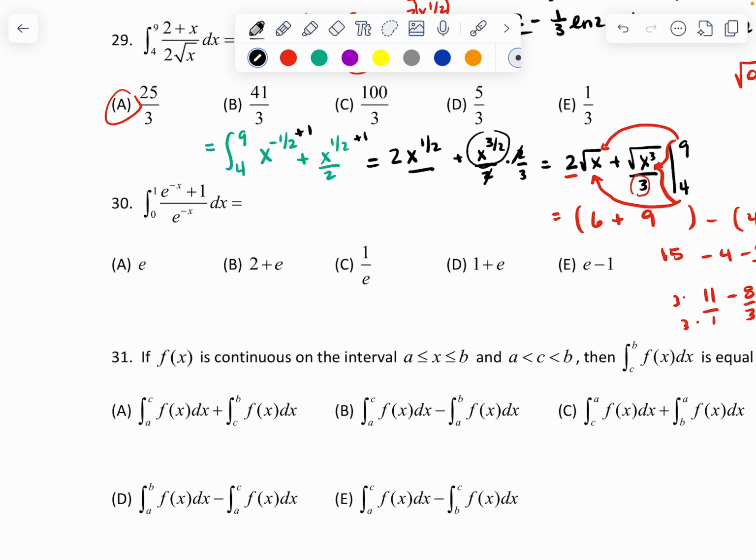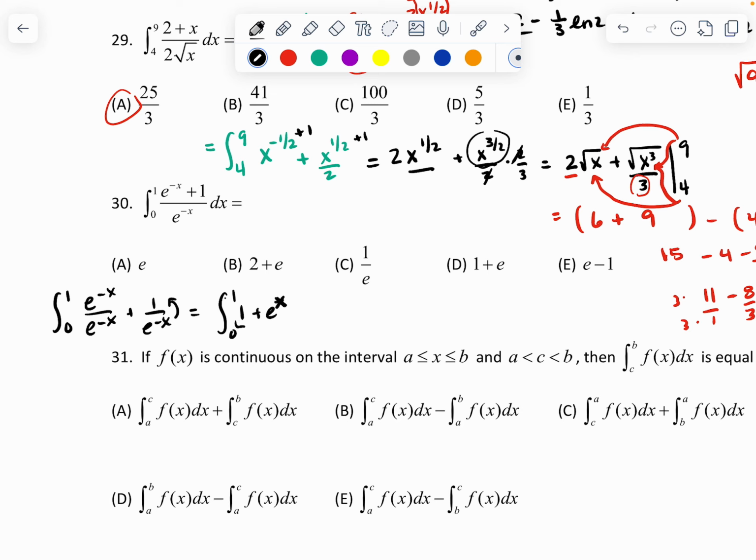Okay, so again, it's another split up question. So I'm going to go the integral from 0 to 1 of e to the negative x over e to the negative x plus 1 over e to the negative x. Now, e to the negative x over e to the negative x is just 1. And then if I bring this up, I'm just going to get plus e to the x, not negative x, sorry. And I'm evaluating this from 0 to 1.